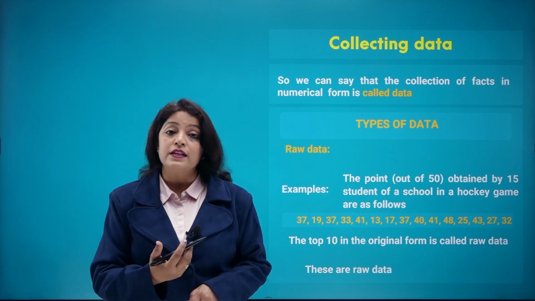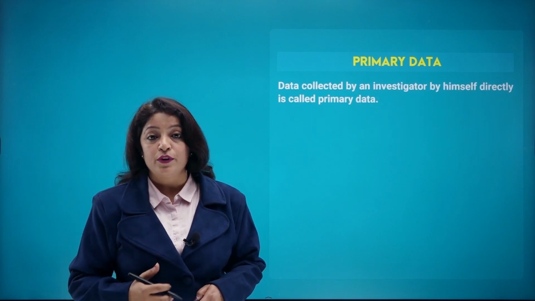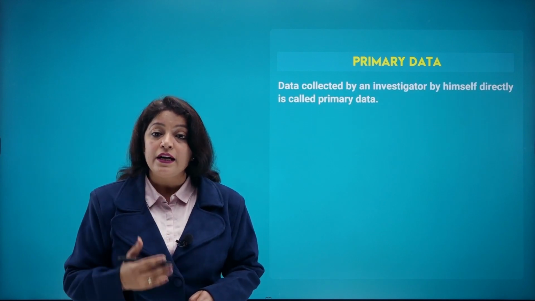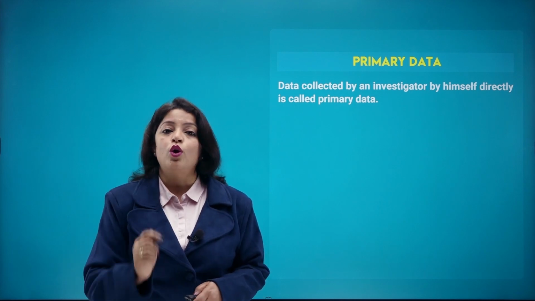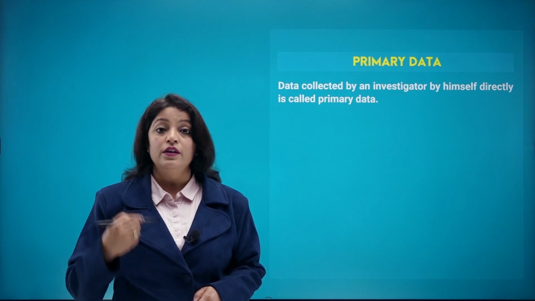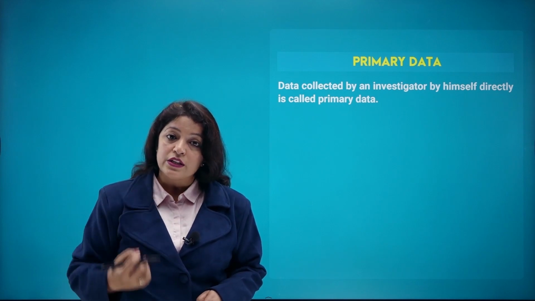Now, the next type of data is called primary data. Now, how can it be collected? Various ways are there to collect data, right? Like if I want something for myself, or if a teacher wants something from her class, then the person who is investigating is called the investigator. So, we say the data collected by an investigator by himself directly is called primary data, right? Direct observation, we are directly taking the data.